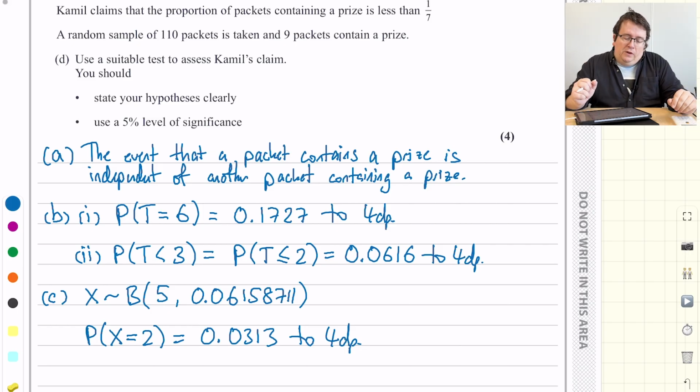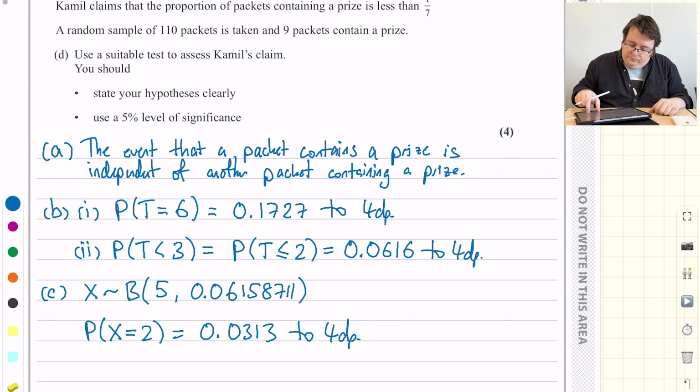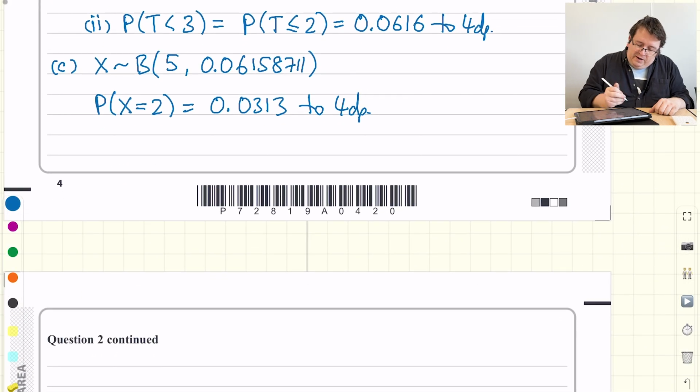Camille claims that the proportion of packets containing a prize is less than 1/7. A random sample of 110 packets is taken and 9 packets contain a prize. Part D, use a suitable test to assess Camille's claim. You should state your hypothesis clearly. You should use a 5% level of significance. So we've got a binomial hypothesis test here. Okay, so let's go over to the next page.